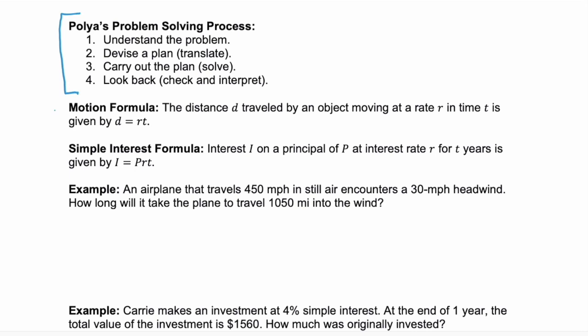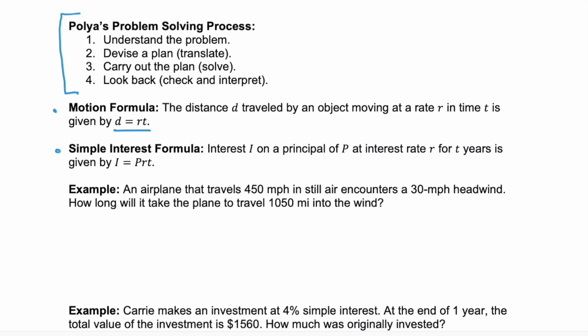Now, some formulas to review. The motion formula, or the distance, rate, time. So distance is equal to the rate, or the speed, times time. And simple interest. I equals PRT. I is the interest earned. P is the principal that you're investing. R is your interest rate in decimal format. And T is your time in years.